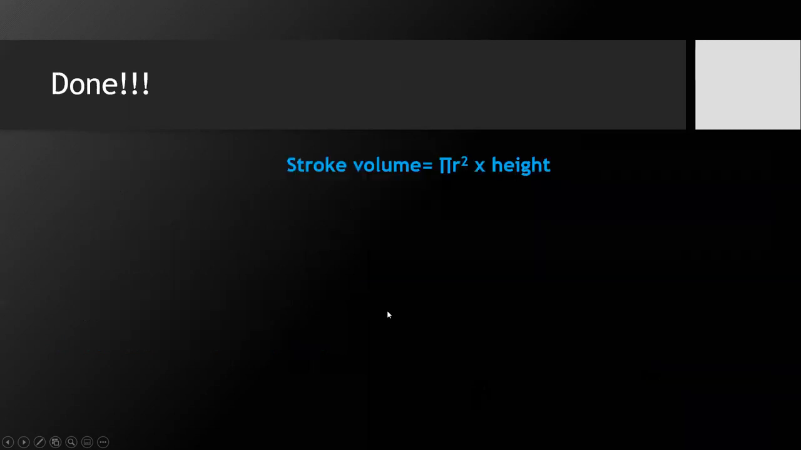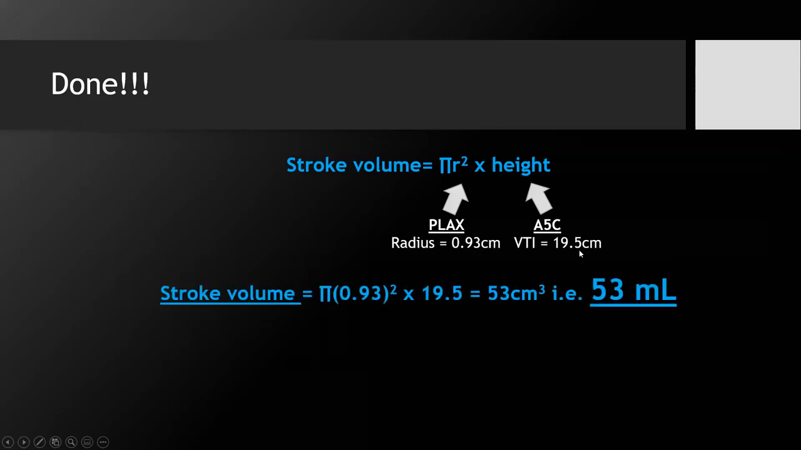Okay. So stroke volume is, like we said, going to be pi r squared times height. Through the parasternal long axis view, we got a radius of 0.93 centimeters. Using the apical 5-chamber view and getting a VTI, we got 19.5 centimeters. So if you wanted to double check your machine, your stroke volume would be pi r squared times 19.5, which would be 53 centimeters cubed. This gives you a volume in cubic centimeters, which we know are mils.